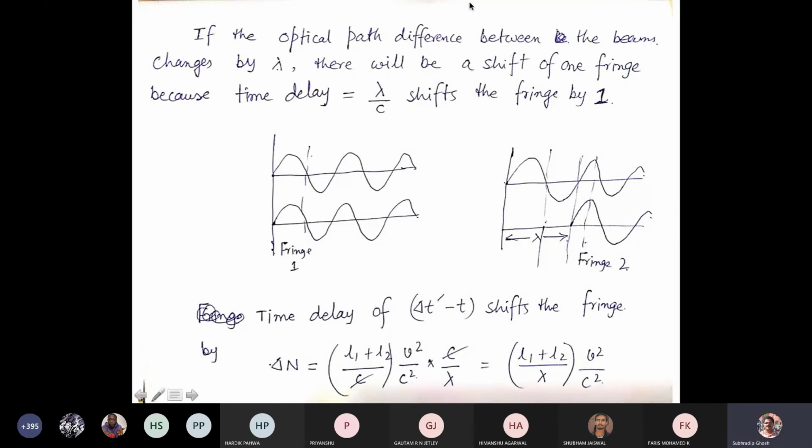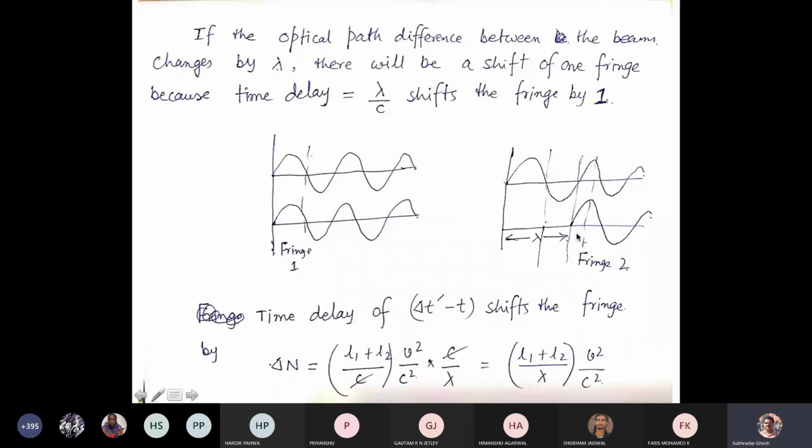to time, how much time delay will we have between two wavefronts? It's lambda by c. And the lambda by c difference will shift the fringe by 1, because here it is illustrated pictorially. So you look at it, suppose I had this situation. Okay. So these two are perfectly in phase. Now suppose one of them is time delayed or path delayed by a full wavelength.